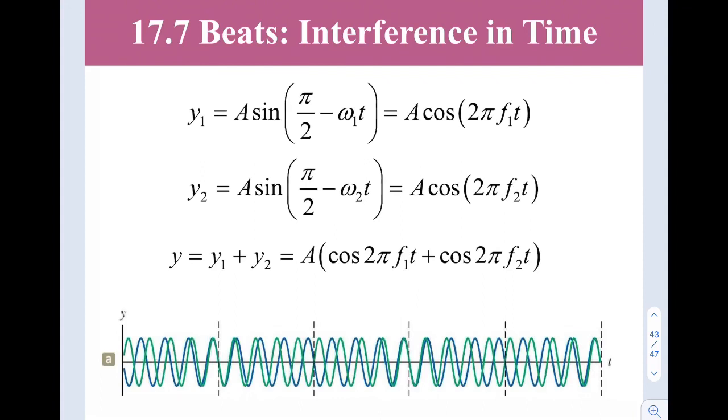In this figure, we can see that y1 is the green wave and y2 is the blue wave. There are some instants when they meet at the same point. Some of the time they almost meet at the crest, sometimes they meet at the trough, but sometimes they are almost in opposite. That is why we call it temporal interference, or interference in time.